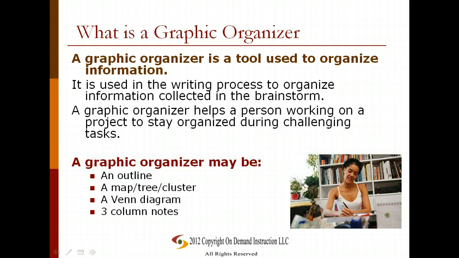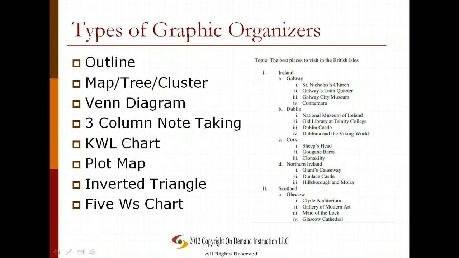There are dozens of different kinds of graphic organizers, and some of those include an outline, a web, map, tree, or cluster, a Venn diagram, or three-column notes. There are many different kinds of graphic organizers, so you have lots to choose from. Here's a short list of some of the graphic organizers that are available to you, and on the right side is an example of a part of an outline. You can see that the outline is very formal in the way that it's structured.